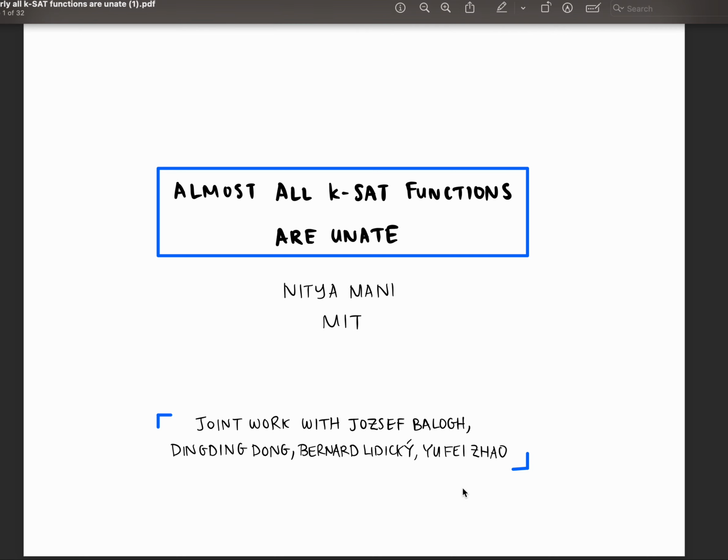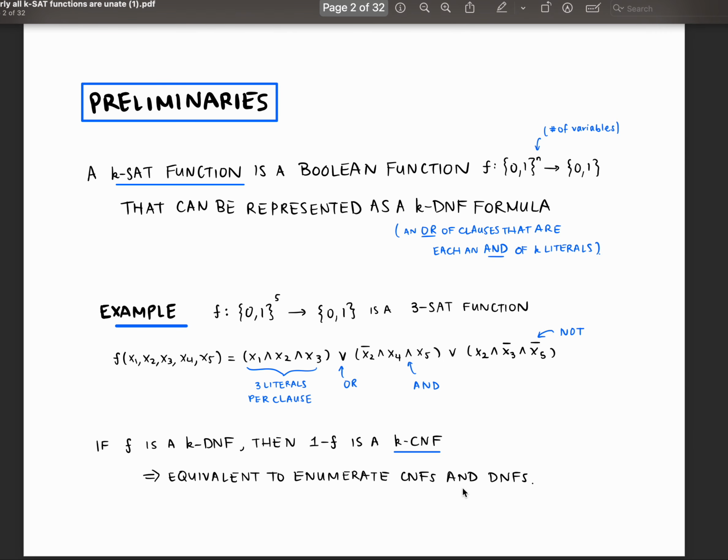My name is Nitya from MIT, and today I'm going to talk about some joint work with Yoji, Dingding, Bernard, and Yufei, showing that almost all KSAT functions are unate. Before I get started, let me define what a KSAT function is.